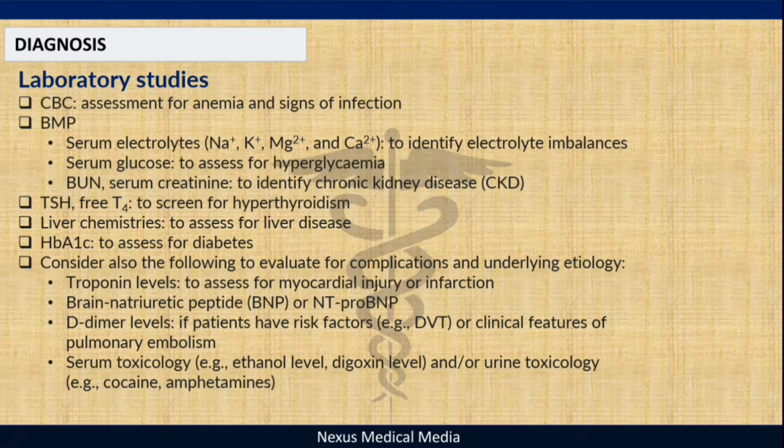Laboratory studies. Firstly, complete blood count. Right, so this is actually for assessment of anemia and signs of infection. Basic metabolic panel. This will look at the serum electrolytes like sodium, potassium, magnesium, and calcium. This is to identify the electrolyte imbalance as a risk factor, right? Remember, serum glucose is actually to assess for hyperglycemia. Blood urea nitrogen, serum creatinine. This is actually to identify chronic kidney disease.